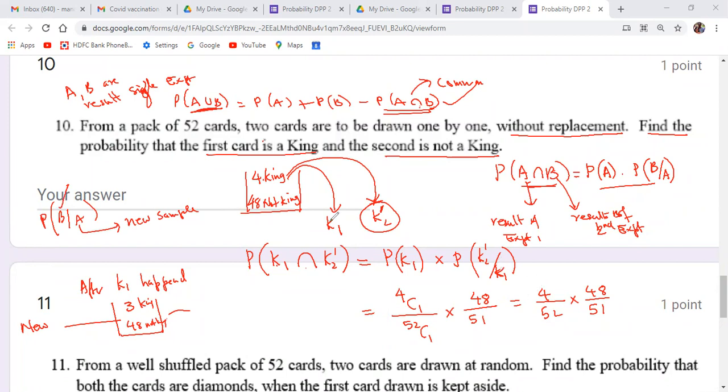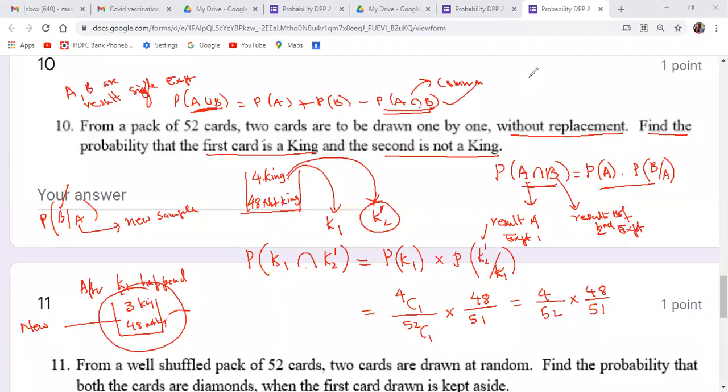After K1 is removed, after one king is removed, how many cards will be there? There will be 3 kings and 48 cards that are not kings. In this new sample space, what is the chance of not getting a king? A2 dash, 48. 48 not kings are there, upon the new sample space. Okay, sir. Understood.